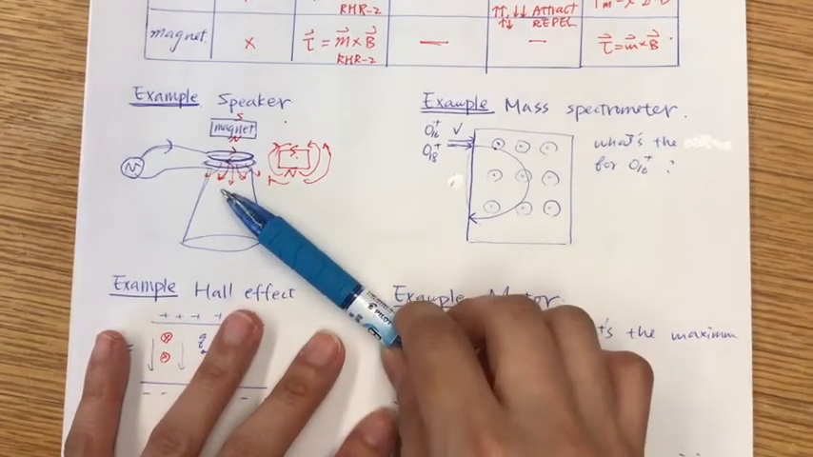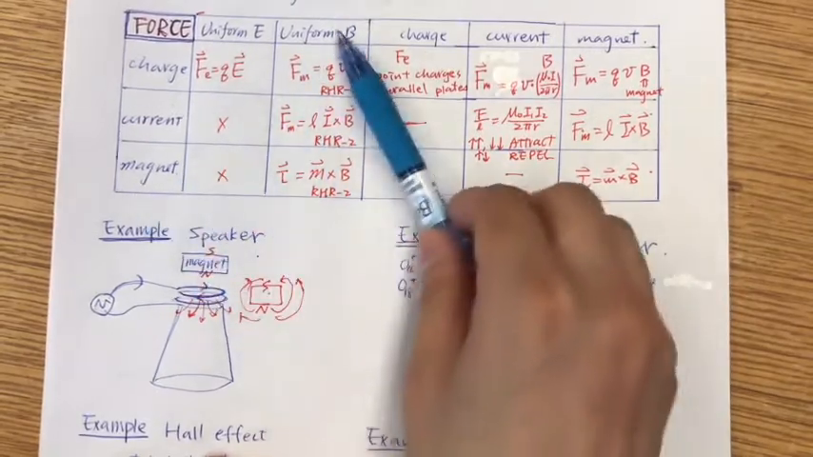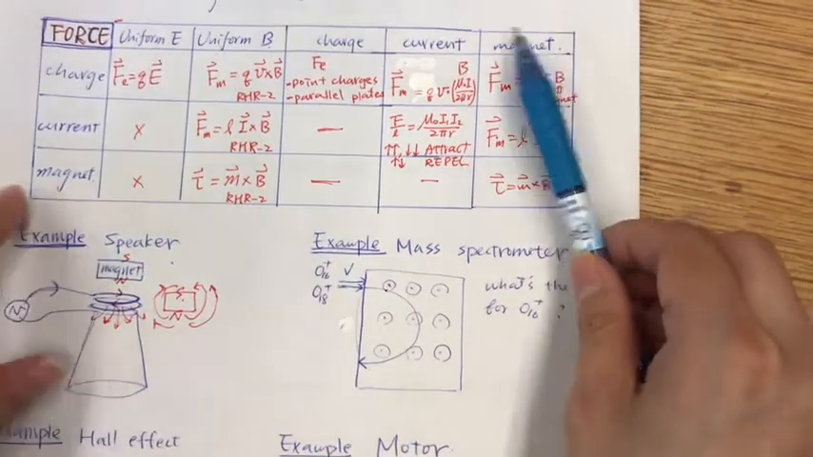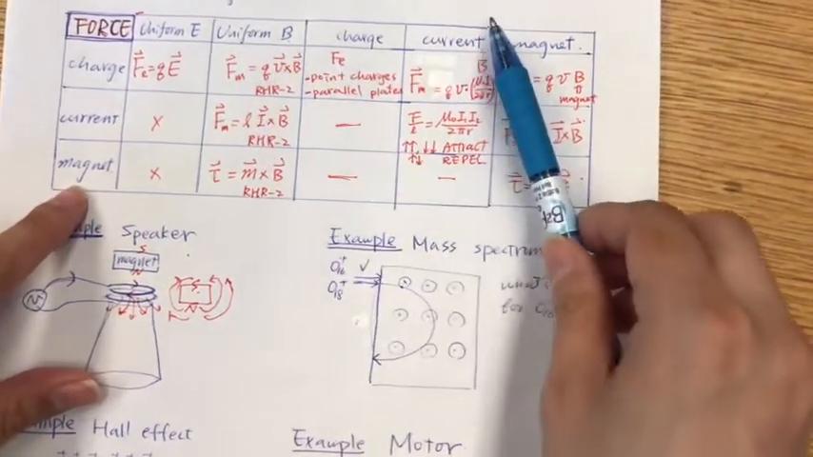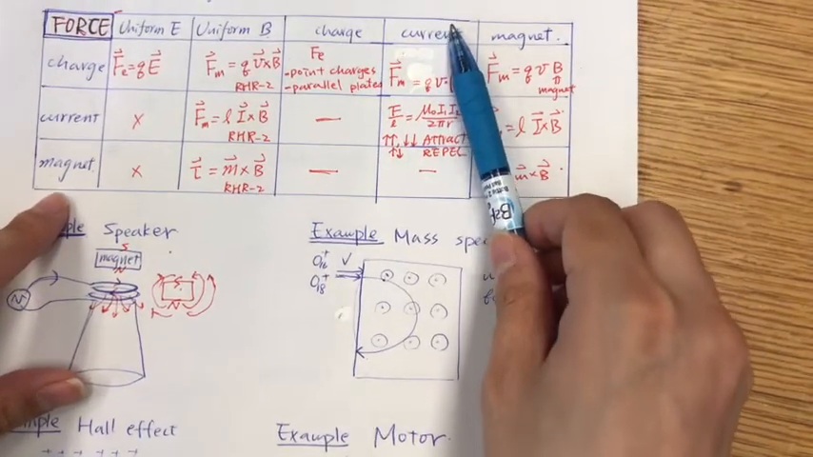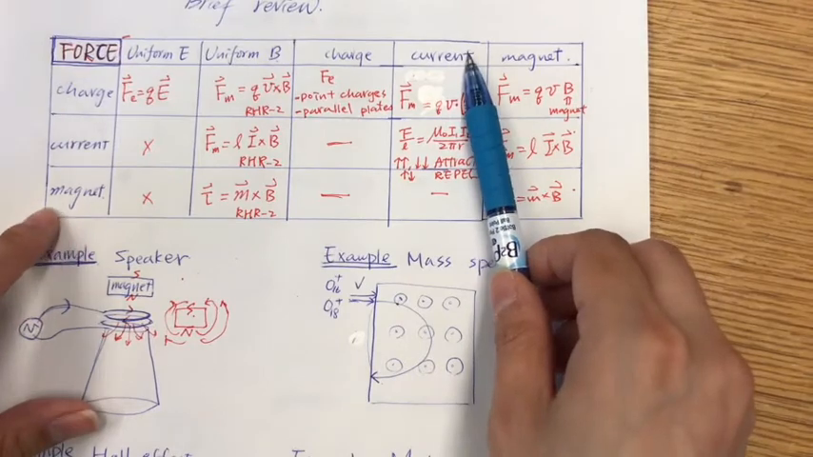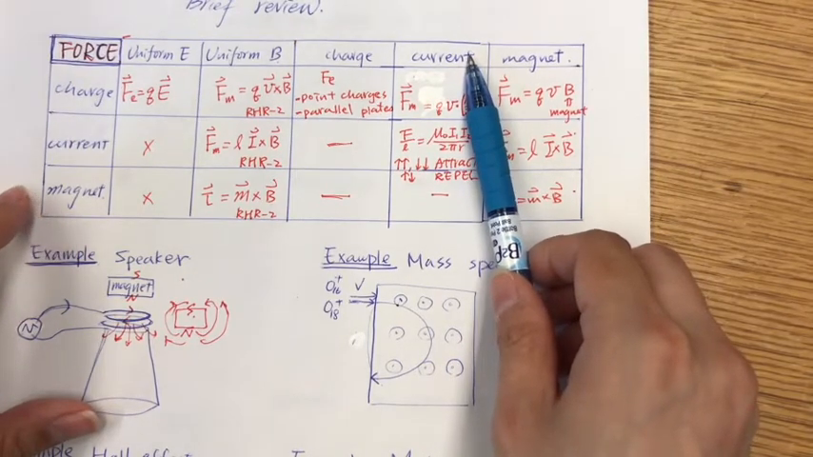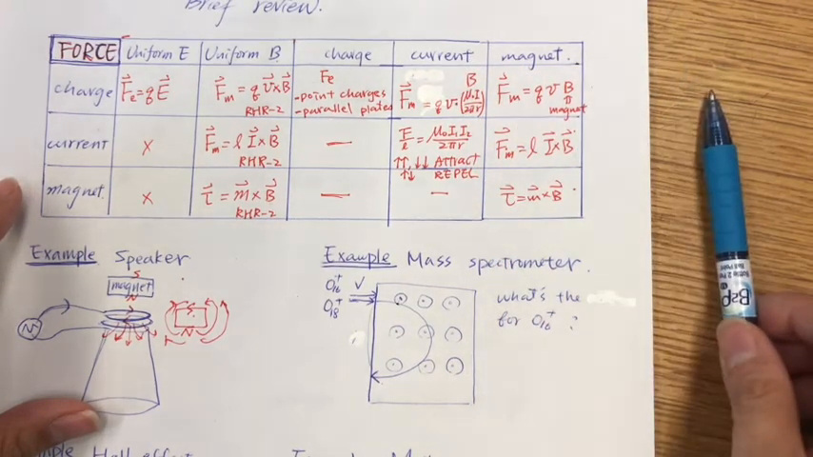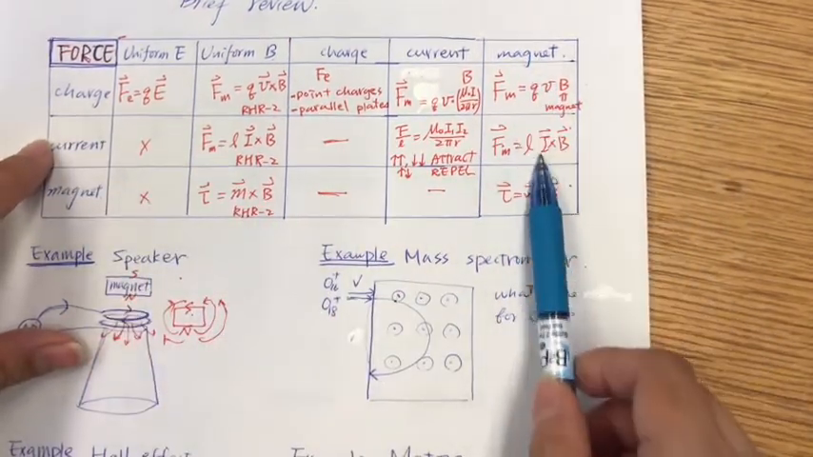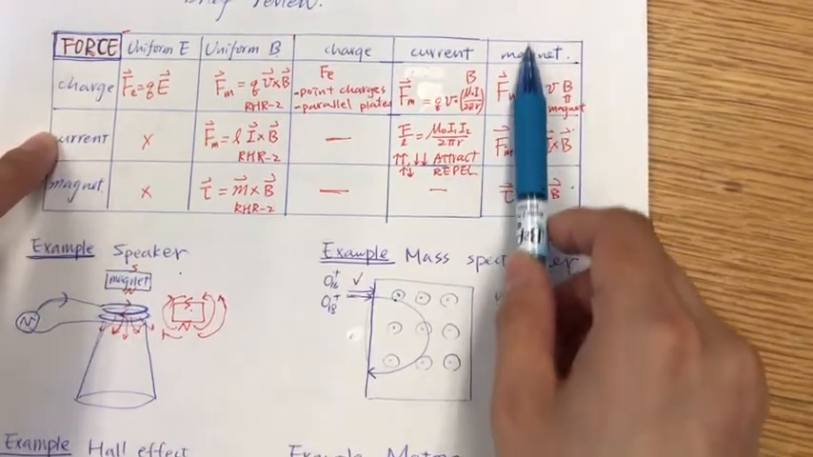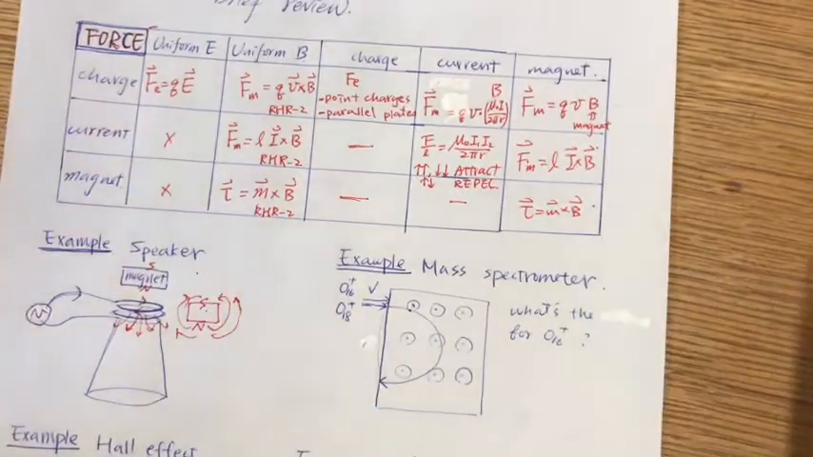So here we are using the idea of a current and a magnet. We use a current to create an electromagnet, and that electromagnet will react to the magnet. Okay, so this will react to it.